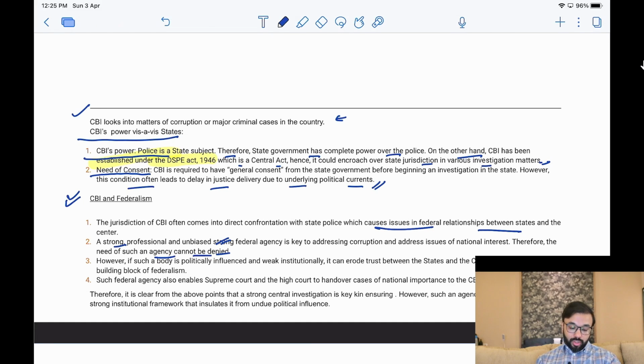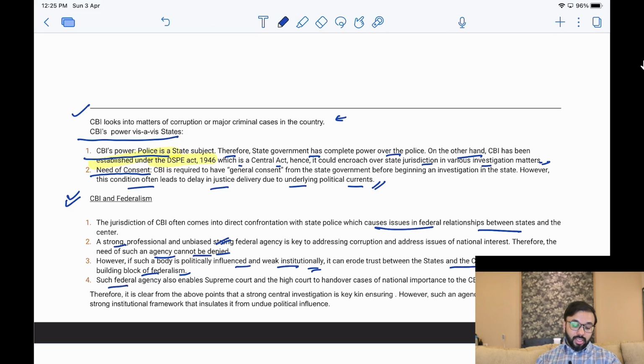However, if such a body is politically influenced and weak institutionally, it can erode trust between the states and the center, which is key building block of federalism. So overall, how it is undermining or affecting federalism is that if the body is completely controlled by the central government, of course there could be questions of institutional weakness in the particular body, which can lead to mistrust between the center and the states.